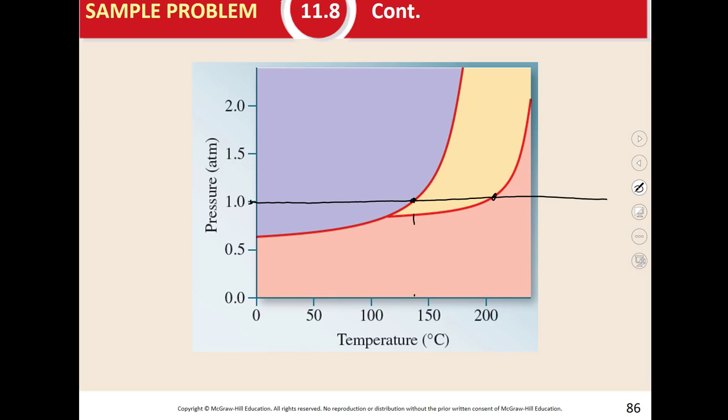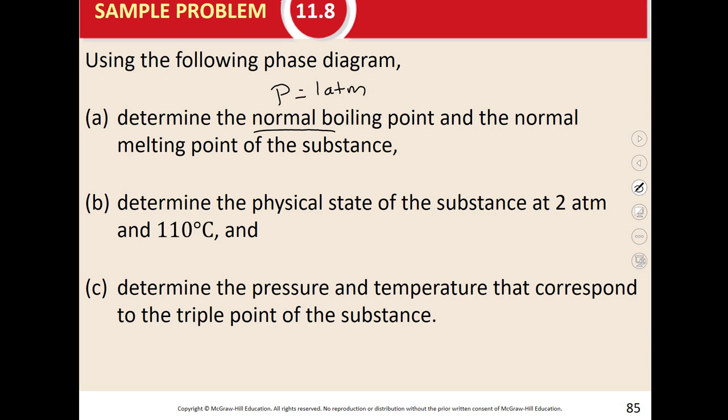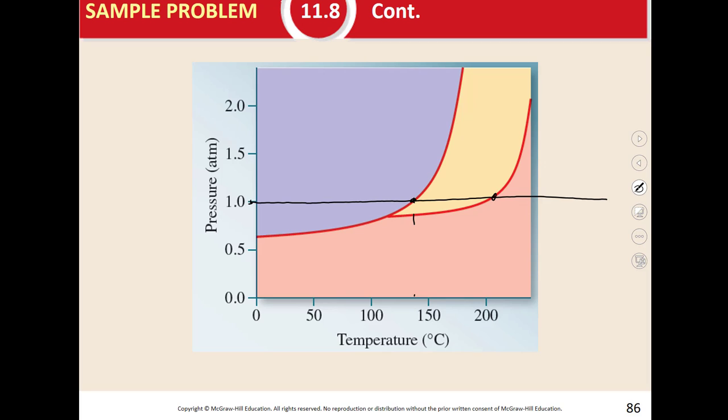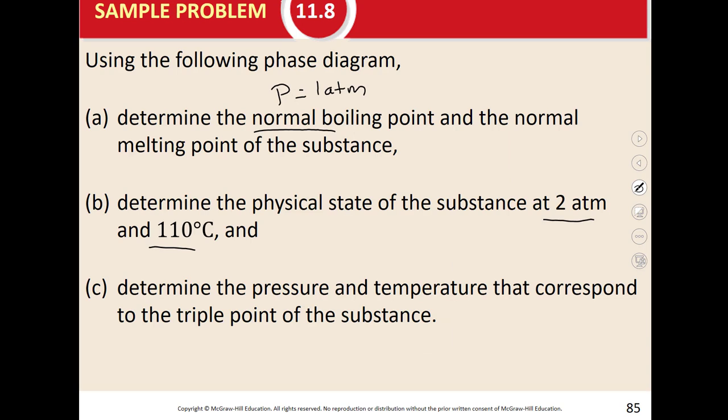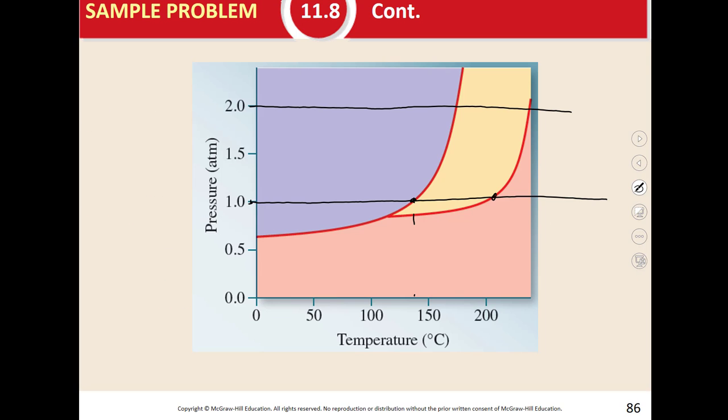On that one? Now let's determine what state of matter we would be at 2 atmospheres and 110 degrees Celsius. So we're going to draw a horizontal and vertical line here. 2 atmospheres, we'll draw a horizontal line. And then a temperature of 110 degrees Celsius, so we'll draw a vertical line at 110 degrees. So right there is where those two meet. What phase is that? Solid, good. So the answer would be, it would be a solid at that temperature and that pressure. So if they give you a temperature and pressure and ask you what phase, just draw the 2 lines, and where they intersect is your phase.